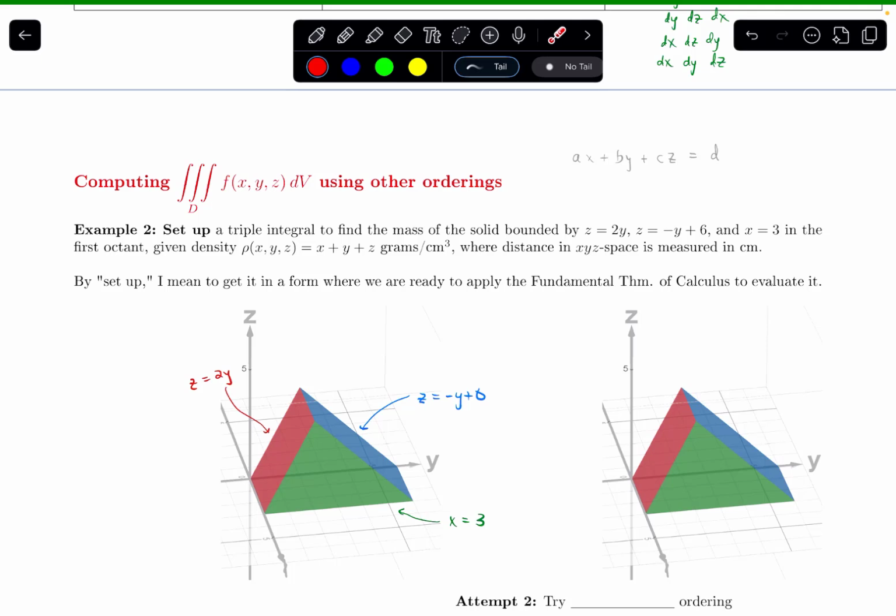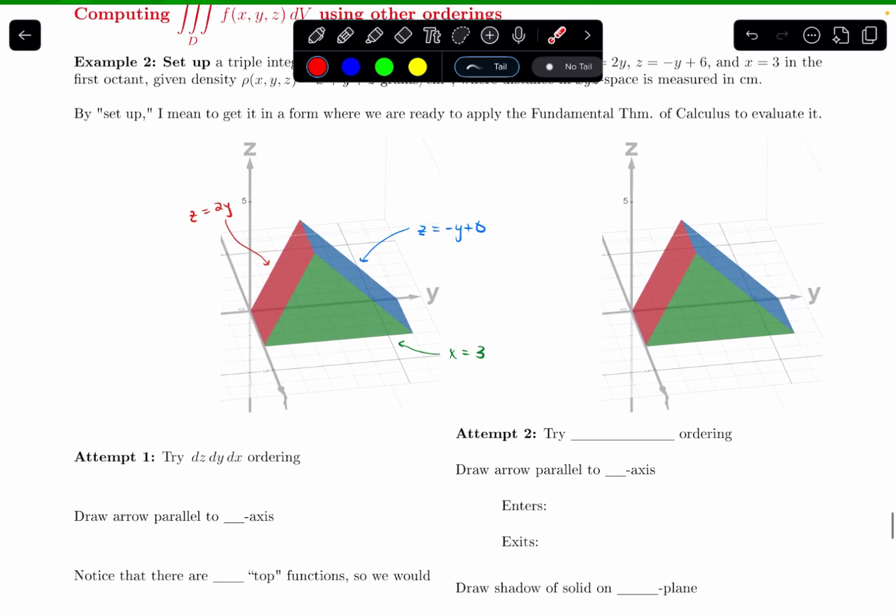And there's a similar explanation we can give for this other equation. It's got a negative slope. I can think of the 6 as, if I continue this line, that would be this z-intercept. Okay, so I'm going to try this in 2 ways. First, let's do it using our dz, dy, dx ordering. That's how we did that last example.